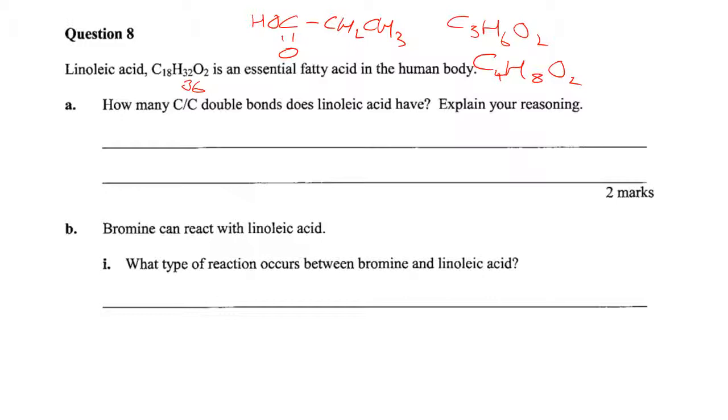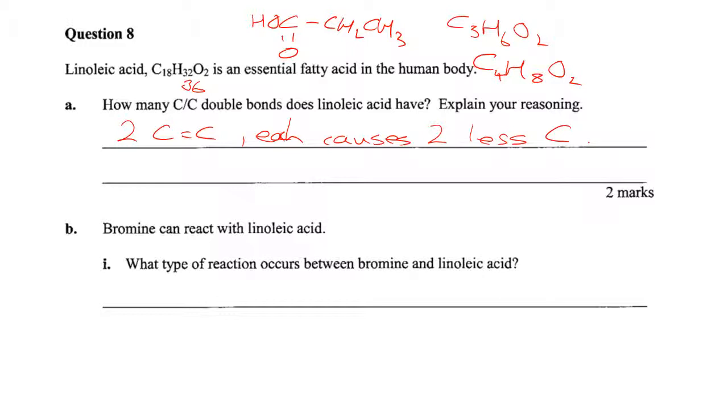Now, this means that it has 2 double bonds, because each double bond causes 2 less hydrogens. I really don't know why this is so laggy at the moment. Okay, bromine can react with linoleic acid. What kind of reaction occurs between bromine and linoleic acid?